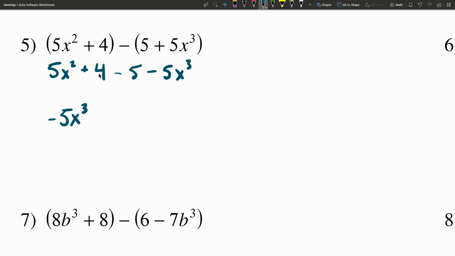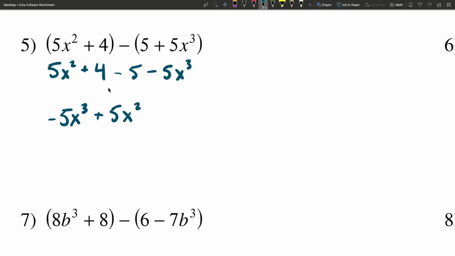Now, what's our next highest degree? It's this x squared that has a coefficient of 5. There's no other x squared in this problem, so again, I'm just going to take that and bring it on down to adding 5x squared. And then lastly, I don't have a singular x, so I don't have x to the first power.